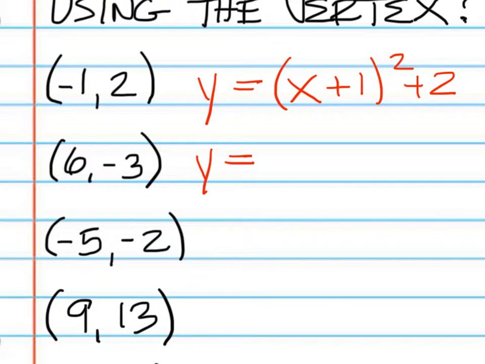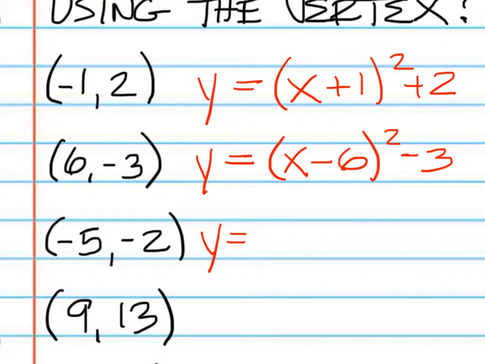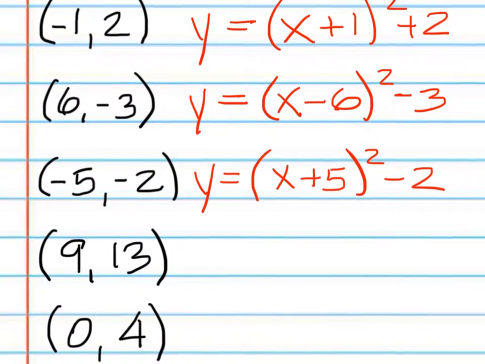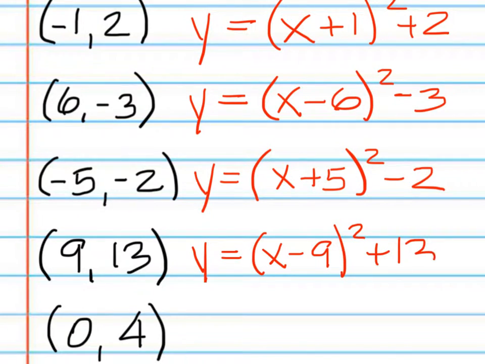In the next one, you have a 6. It's a +6, so it would go in as -6. And then keep the -3 the same. -5, that would go in as +5. -2 stays the same. Same thing here. This would be a -9. Keep the 13 the same.